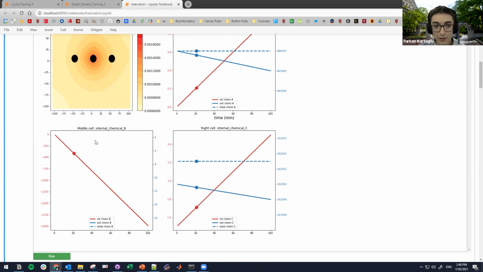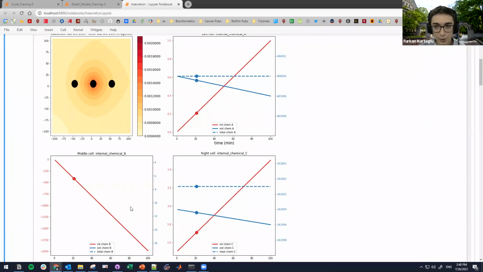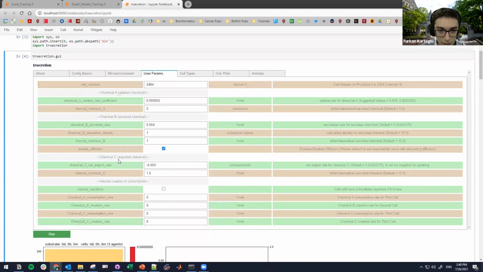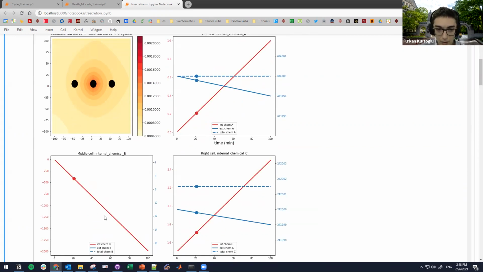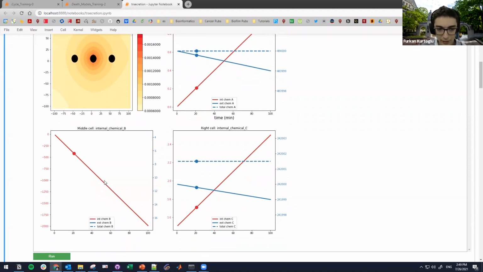Therefore, the internal chemicals can go below 0 if you don't have any internal creation rates, or if they are creating less than the secretion. Then you can have negative internal chemicals, which is kind of odd. I just want to show this behavior, to keep in mind and be careful.